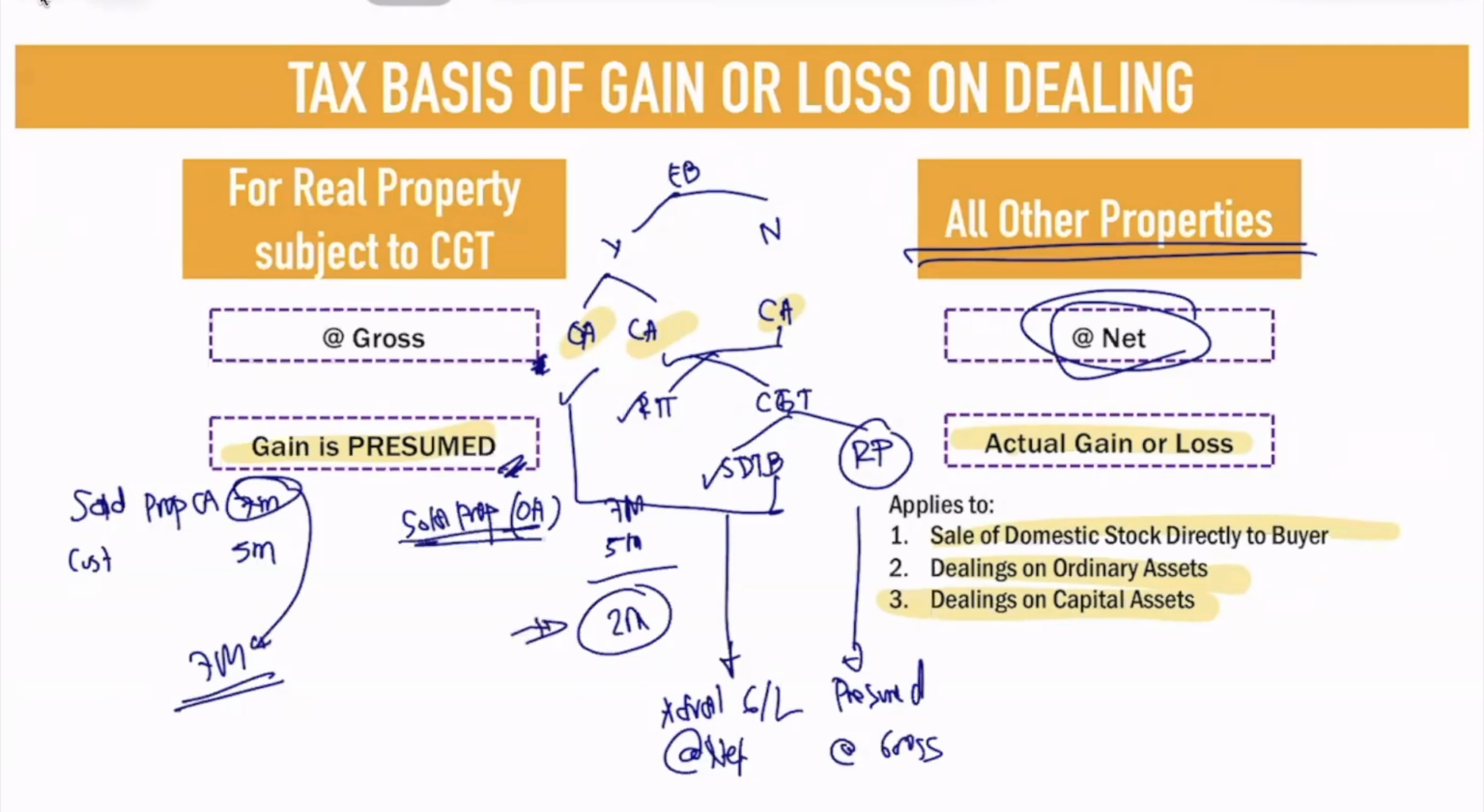Okay? Why is it important for you to determine the tax basis? Because it will help you to compute for the tax due. Because tax base multiplied by tax rate will give you your tax due. What's the tax base again? Tax base for all other properties are net. For real property subject to CGT, at gross.